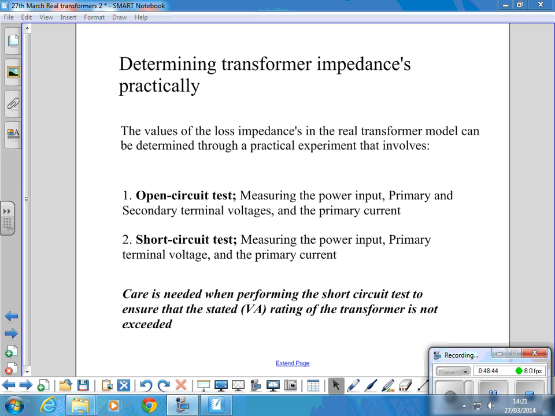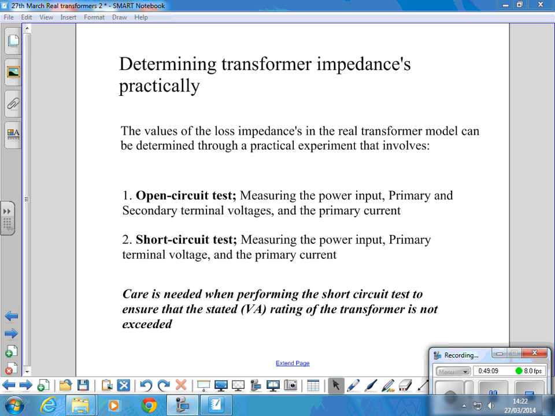Secondly, you do a short circuit test at a lower than nominal input voltage, otherwise you end up with copper everywhere, or blown fuses or whatever. You measure the input power, you measure the primary terminal voltage, or at least you apply a given voltage, and you measure the primary current.